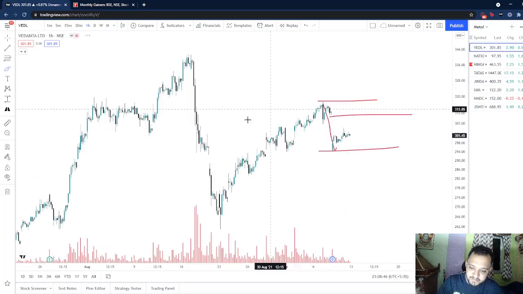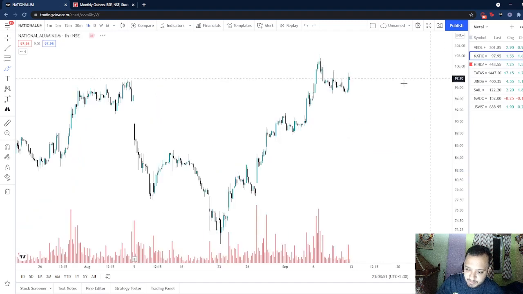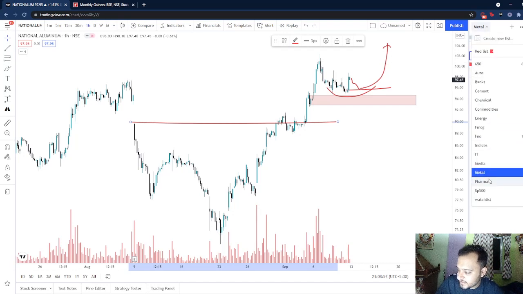But if you see something like Vedanta, this was that gap down, and look at how the stock is moving up. Same with National Aluminium. Look at how it has moved up, right? So all these are bullish examples. So you can trade them in the metal sector tomorrow.